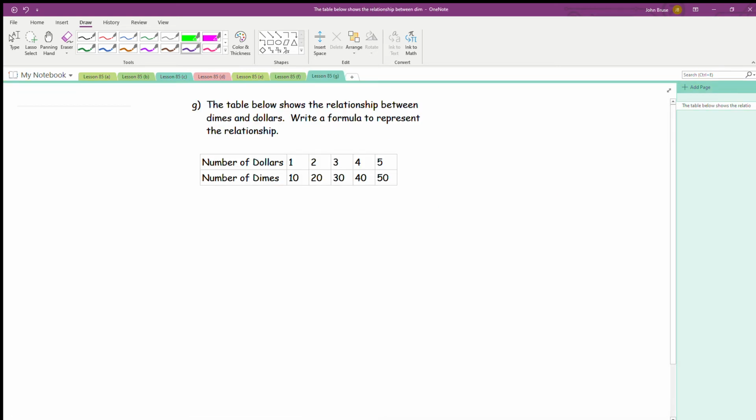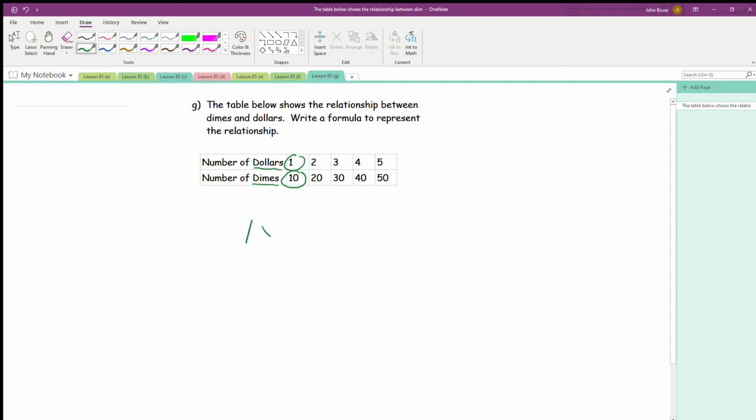And then we have one word problem at the end. It says the table below shows the relationship between dimes and dollars. So here's our dimes and here's our dollars. Write a formula to represent the relationship. Well, a formula is a math problem. So what happens when we take the 1 and we turn it into 10? What are we doing to 1?